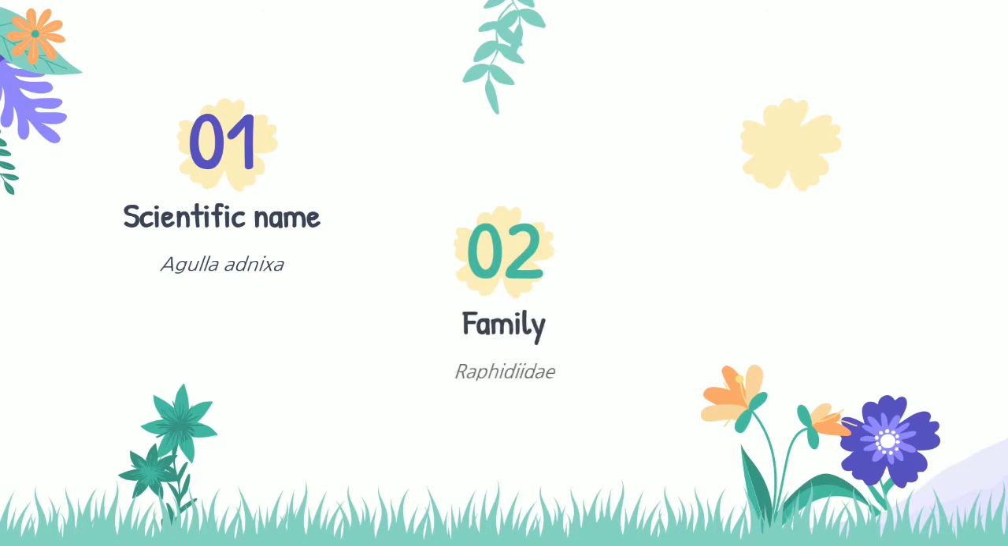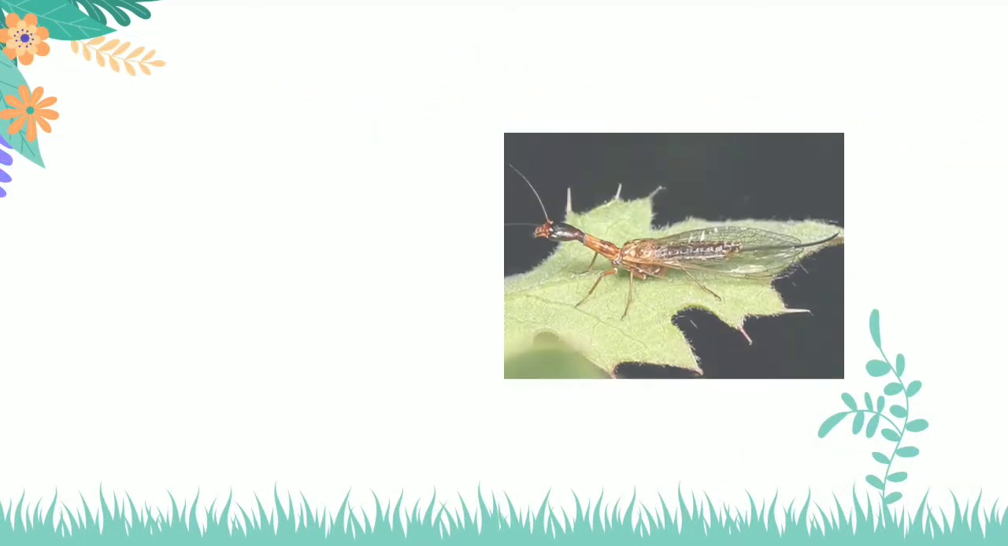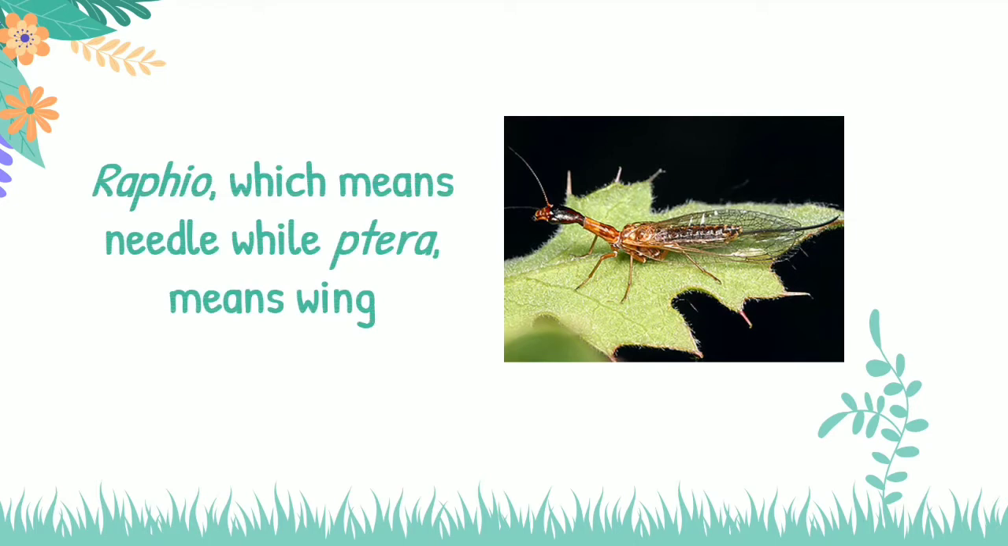Do you guys know? The scientific name for snakeflies is Agulla adnixa, and they are from the family Raphidiidae. Furthermore, they are in the order Raphidioptera. Do you guys know what Raphidioptera means? Raphidio means needle, while ptera means wing.